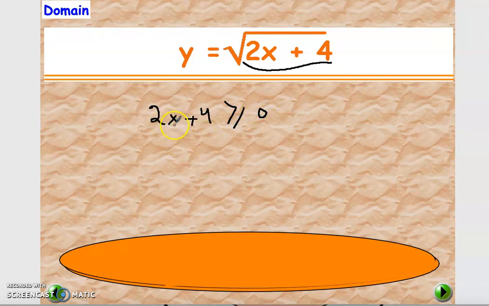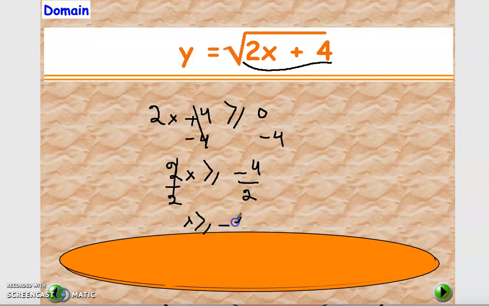If we want to find the value of x, subtract 4 on both sides. So 2x is greater than or equal to minus 4, divide by 2. So x is greater than or equal to minus 2. So for this function to be defined, x should be greater than or equal to minus 2. This means that the domain of definition is from minus 2 to plus infinity.